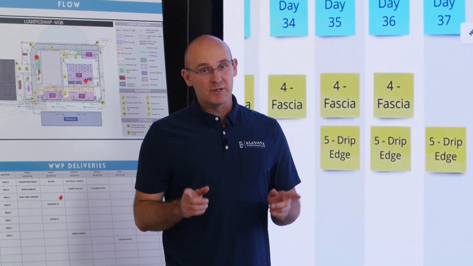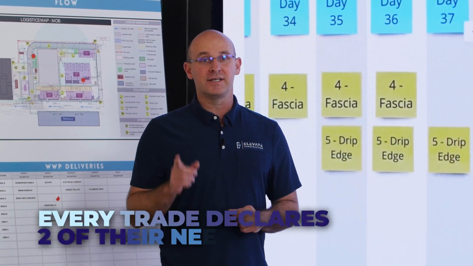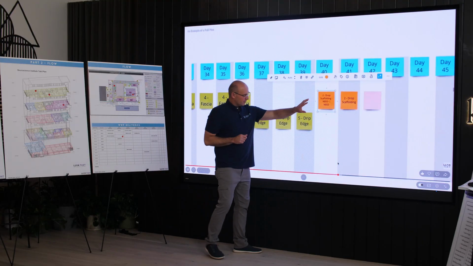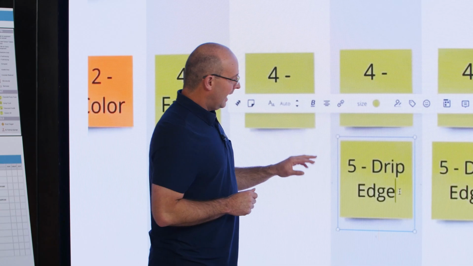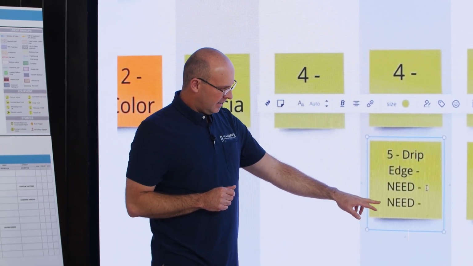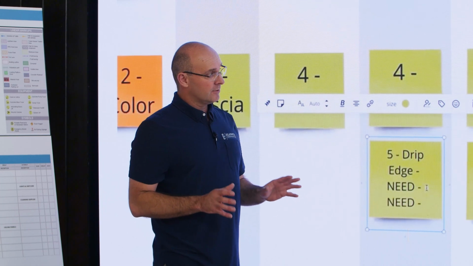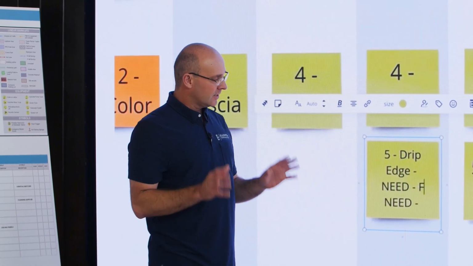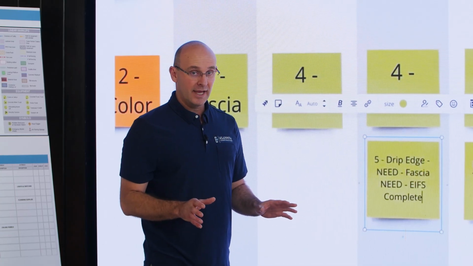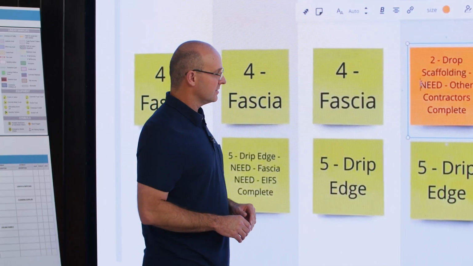And I'm going to do it by making sure every trade declares at least 2 of their needs. What I'm doing is working from back to front now. And on each one of these stickies, I'm typing in need and need. And I'm asking them in a very respectful way to declare what they need. And I'll type it in as we go. And they can already be prepared for this, and this is fine.